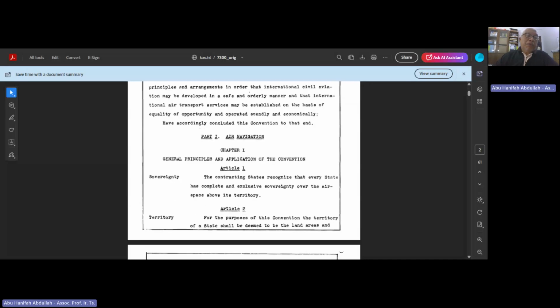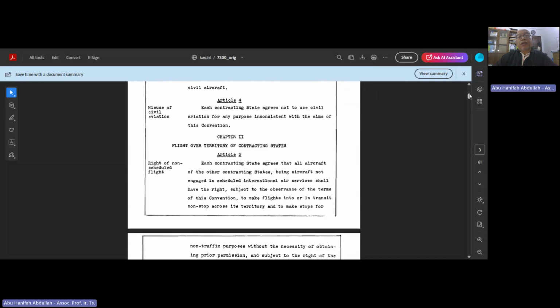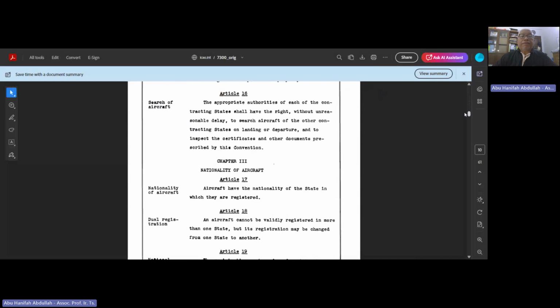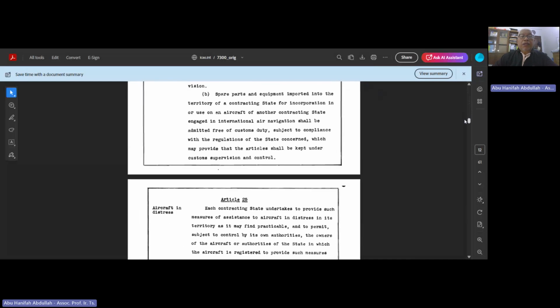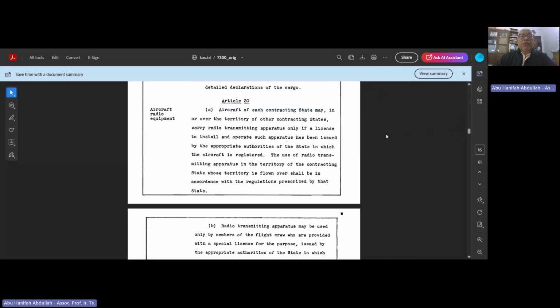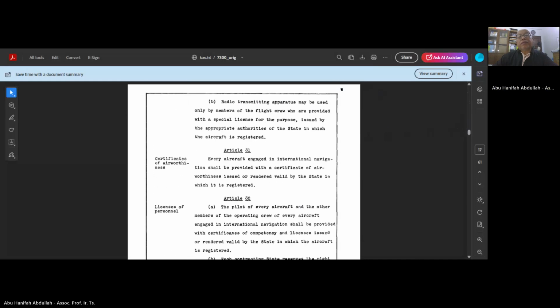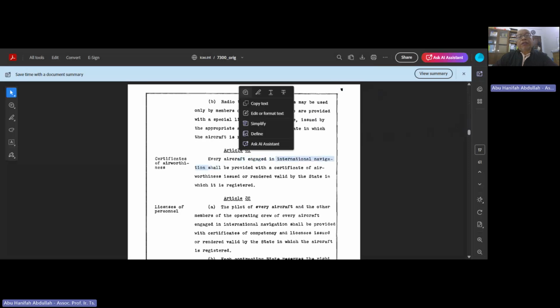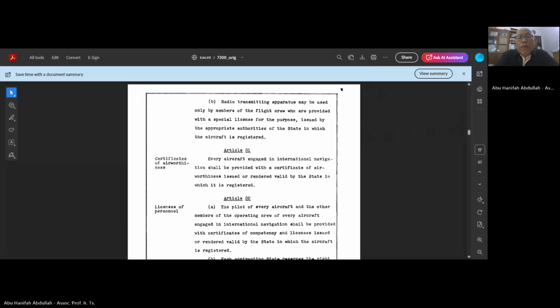Another interesting thing, because we talk about airworthiness, is Article 31. Article 31 says certificate of airworthiness: every aircraft engaged in international navigation shall be provided with a certificate of airworthiness issued or rendered valid by the state in which it is registered. So the state needs to register the aircraft as well as ensure the aircraft has a valid certificate of airworthiness for it to fly internationally.